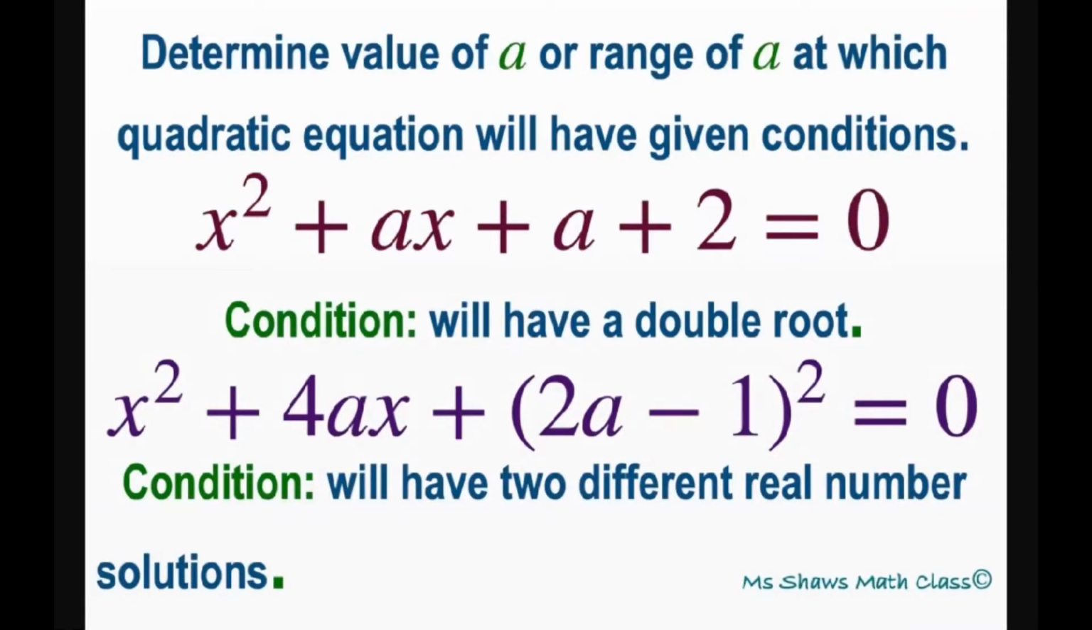Everyone, we're going to determine the value of a, or the range of a, at which the quadratic equation will have the given conditions. We have two of them. The first quadratic equation has to have a double root, and the second quadratic equation has to have two different real number solutions. So we want to find the value of a that satisfies both of these quadratic equations.